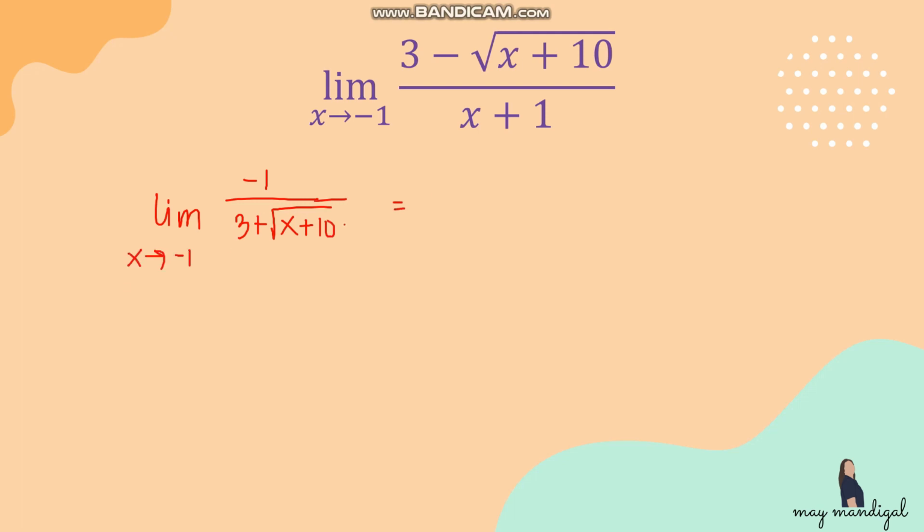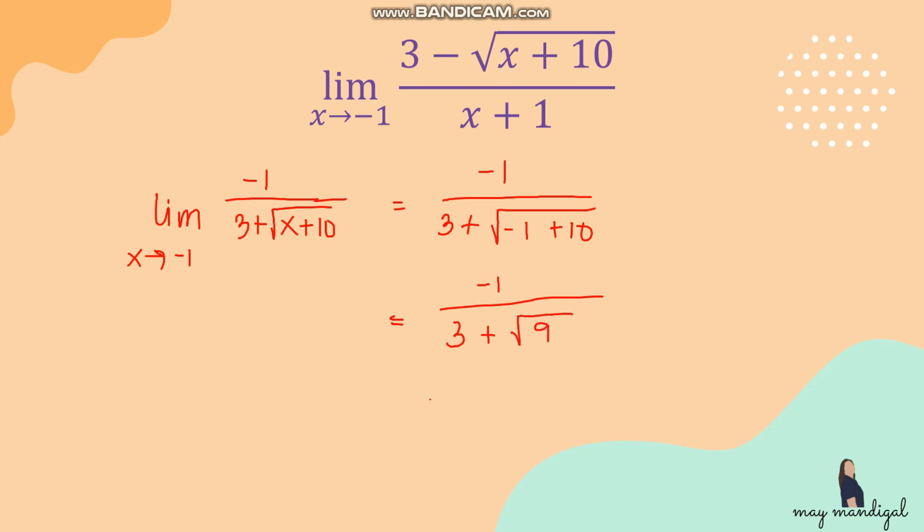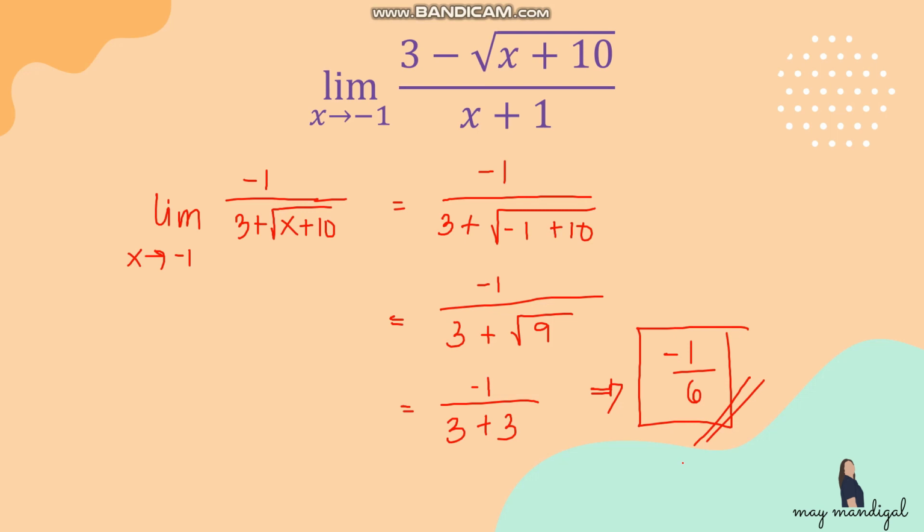So we can now substitute. We have negative 1 all over 3 plus the square root of negative 1 plus 10. This is just equal to negative 1 all over 3 plus square root of 9, negative 1 over 3 plus 3, or negative 1 over 6. So that will now be the limit of the said function.